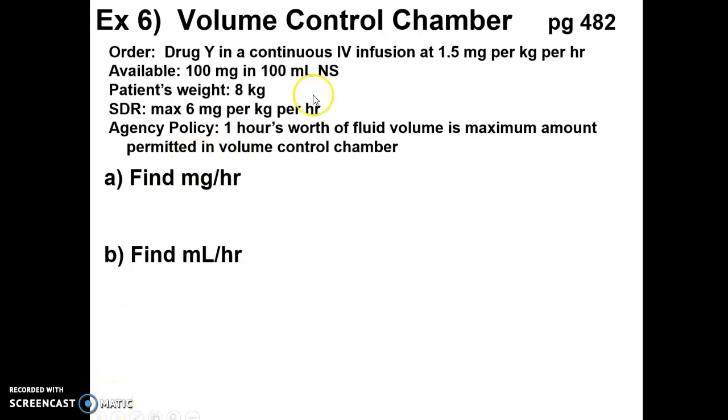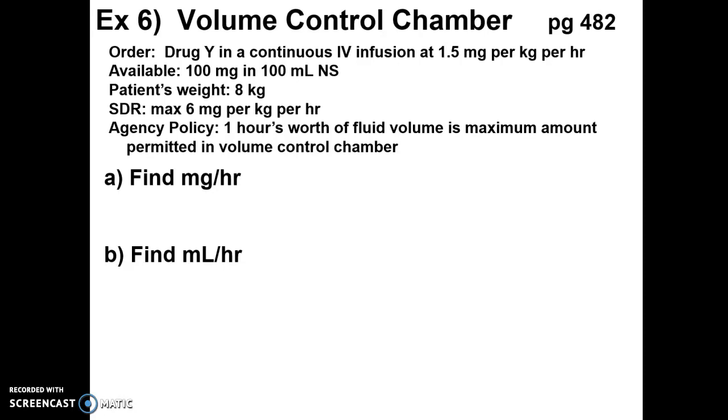Number 6 is talking about the volume control chamber. Okay, so with the pediatrics, we have to take special precautions. This volume control chamber is a little chamber that's going to hold an hour's worth of fluid. Well, at this facility, different facilities have different rules. So it's just going to hold an hour's worth of fluid within that chamber. And once that hour's worth of fluid runs out, you can put another hour's worth in there. So it just helps regulate and make sure that we're not getting too much fluid into these kiddos.